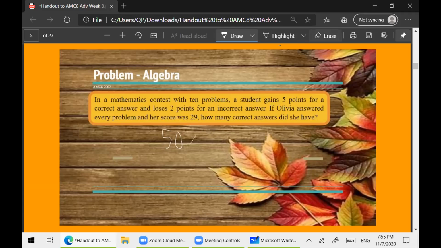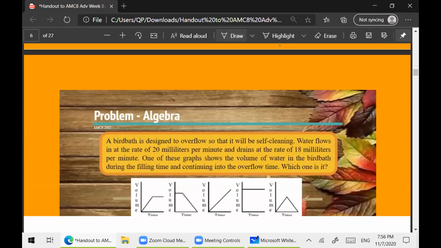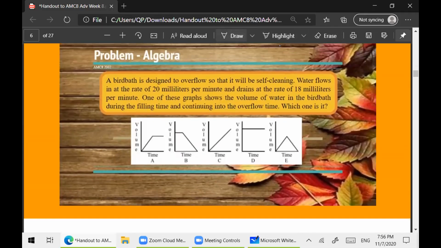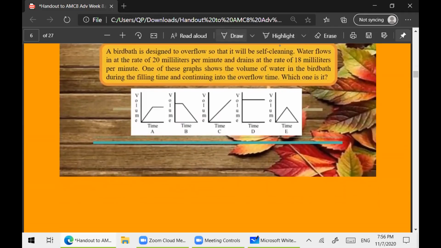And so 50 minus, okay, sorry, 50 minus 29 equals 21, which means that she had 21 over 7 equals 3 incorrect answers. And since there were 10 questions total, we know that the number of right answers is 10 minus 3, which equals 7 right answers. Alright, here's the final problem for algebra.